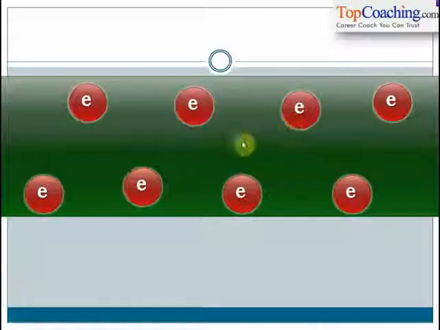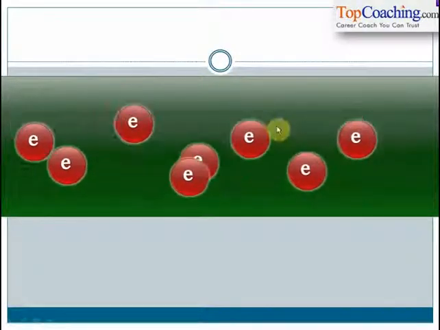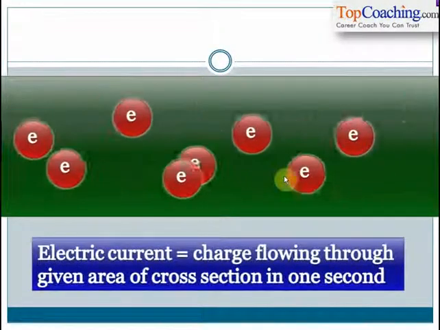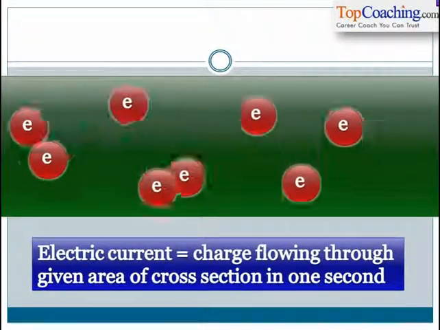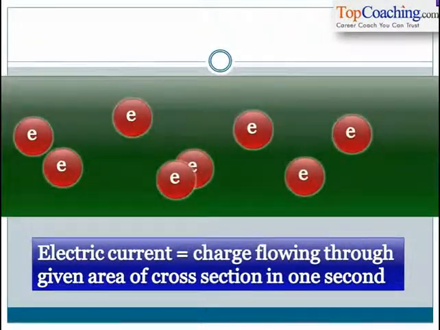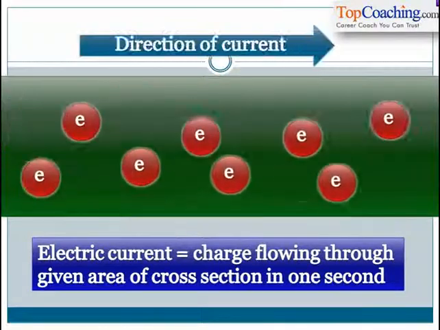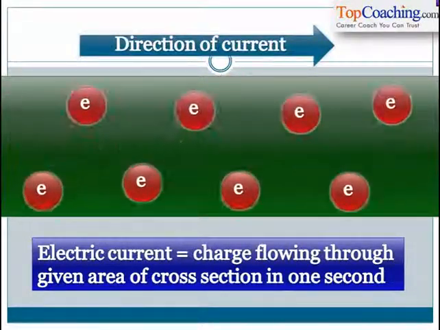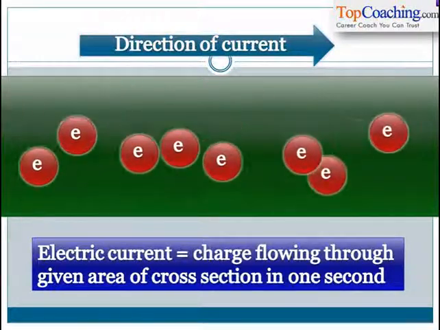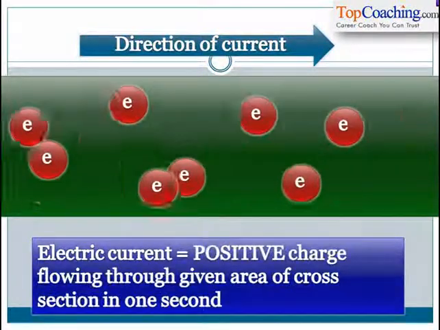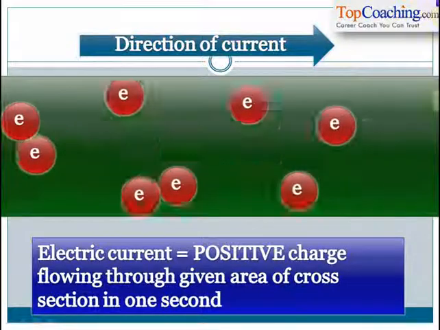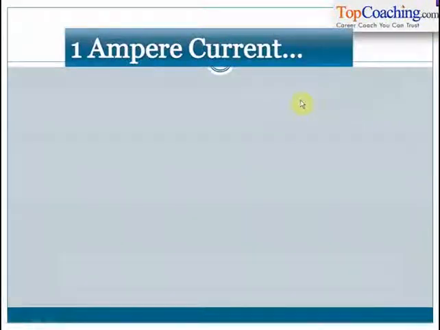We started off this chapter by first learning what electric current is. We learned that electric current is the charge that flows through a given area of cross section in 1 second. It's basically the rate of flow of electrons, but the direction of current is taken to be opposite to the direction of the flow of electrons. We also learned that electric current is the flow of positive charge.